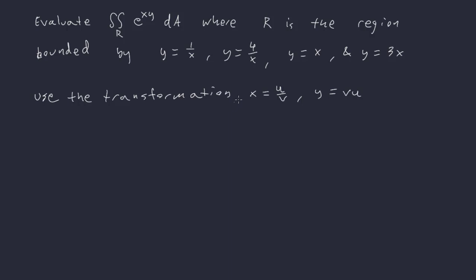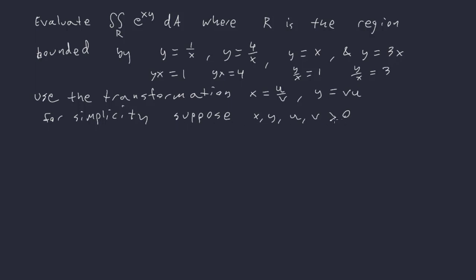All right, so we are going to use the transformation x equals u over v and y equals v times u. All right, and for simplicity, suppose everything is positive. Okay, and that'll come into play later. If you're curious to where these transformations come from, for a lot of these, you're just going to be given the transformation. I will talk about in a little bit how you find these transformations. But for right now, it's more important that if you have a transformation that you know how to use it.